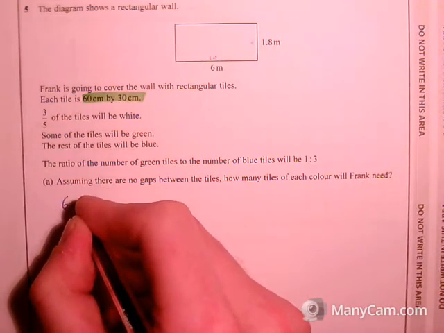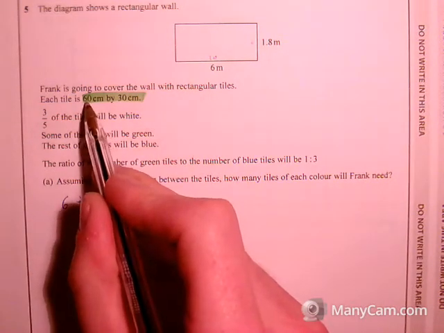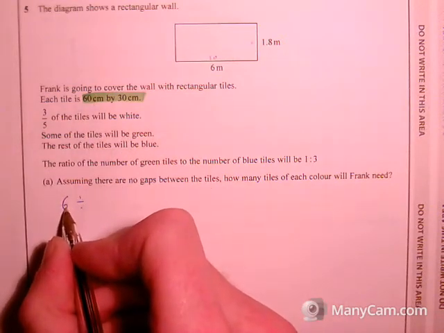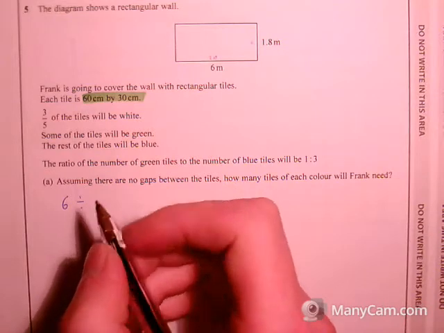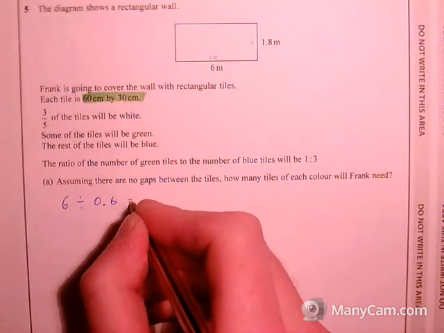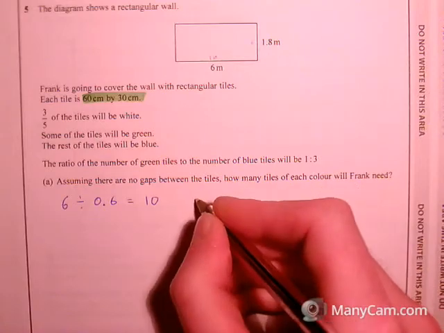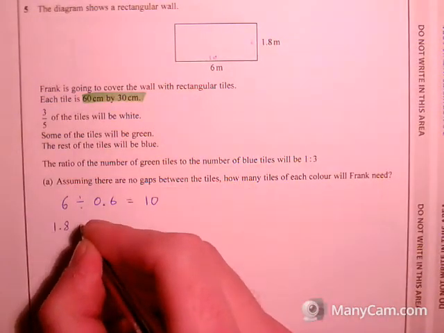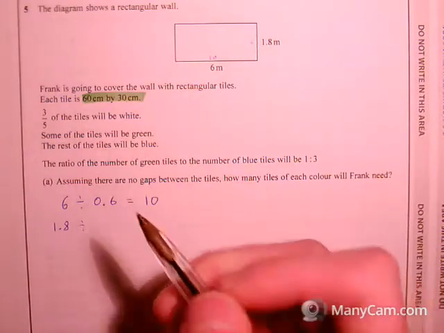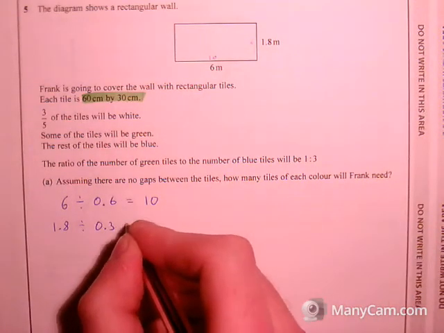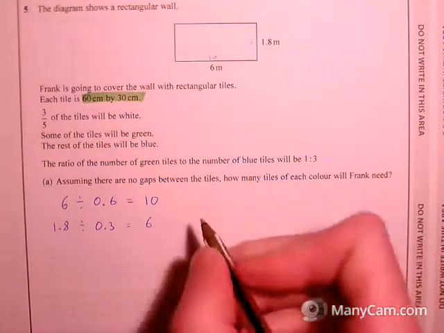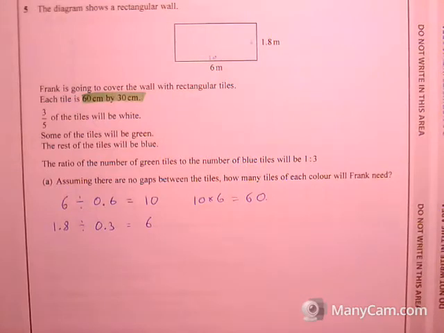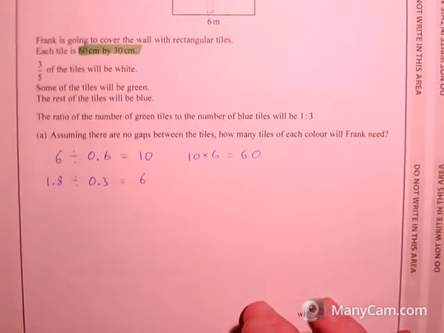If I've got a 6 metre long wall, I've got to divide it by however wide the tiles are, so 60 centimetres. Remember, this is in metres, so I've got to put 60 centimetres into metres, so divided by 0.6, that ends up giving you 10. And then the height of the wall, we've got 1.8 metres, and the height of the tiles, we've got 30 centimetres, but in metres that's 0.3, and then we get that as 6. Working out how many tiles we need, 10 times 6 gives me 60. I need 60 tiles altogether, or Frank needs 60 tiles altogether.